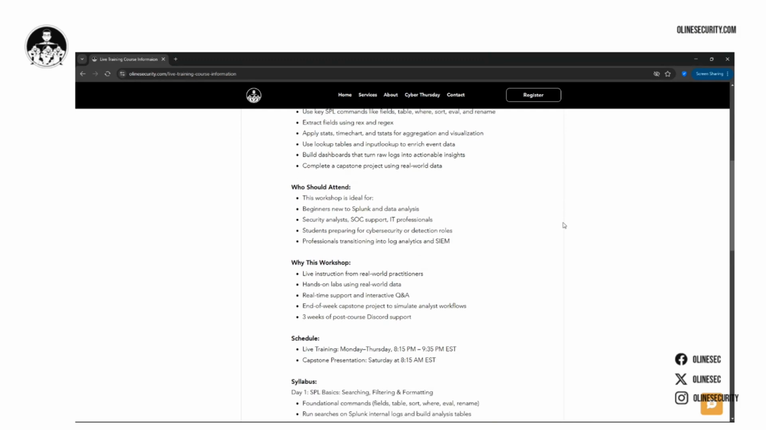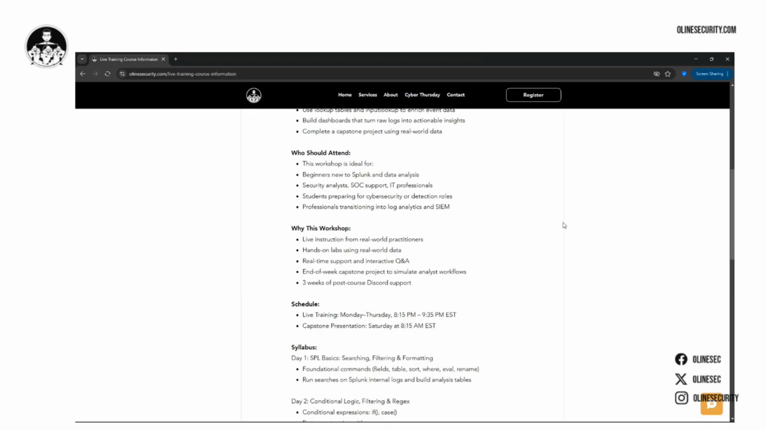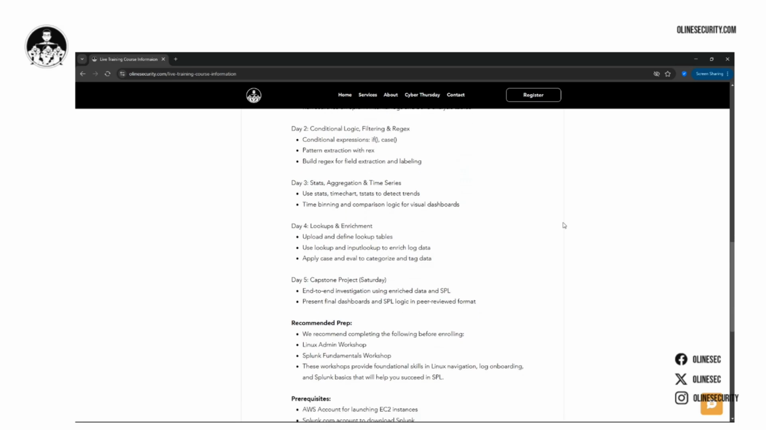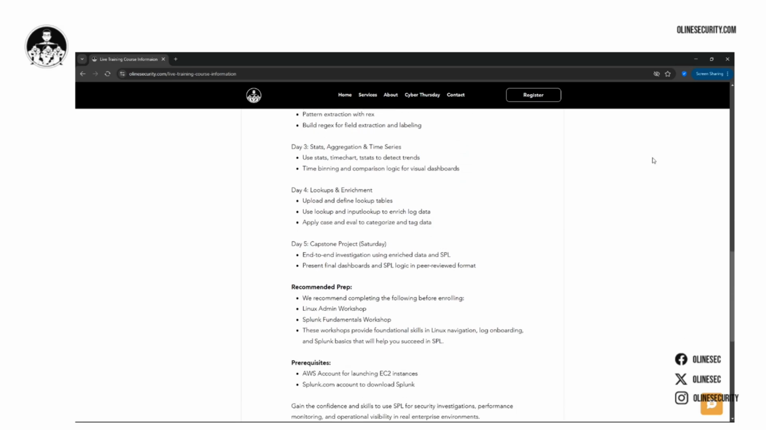And you're going to learn what knowledge objects are too. Don't worry about it. This is going to unlock roles for you, such as a threat hunter, SOC analyst, Splunk admins, and information security analyst related roles.